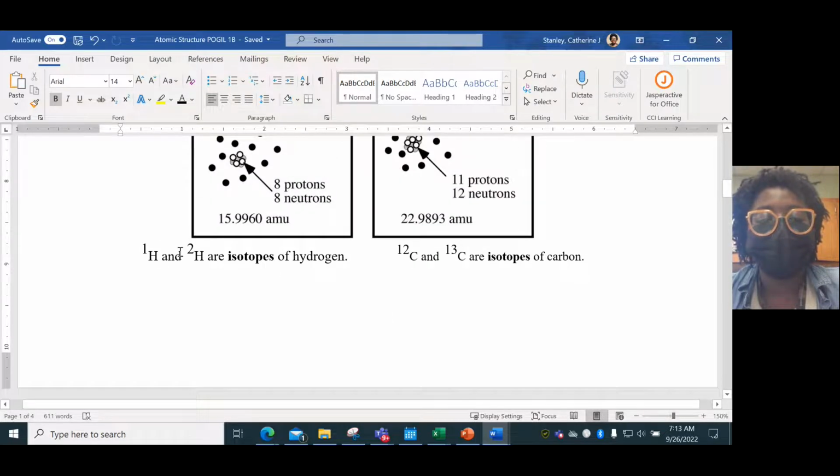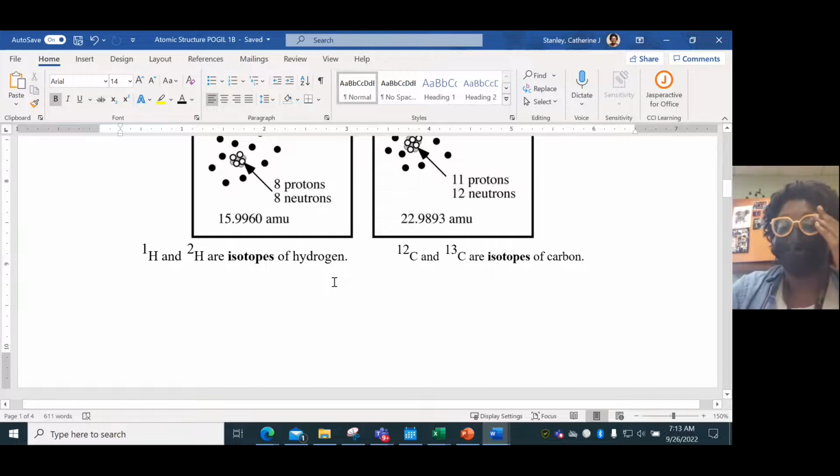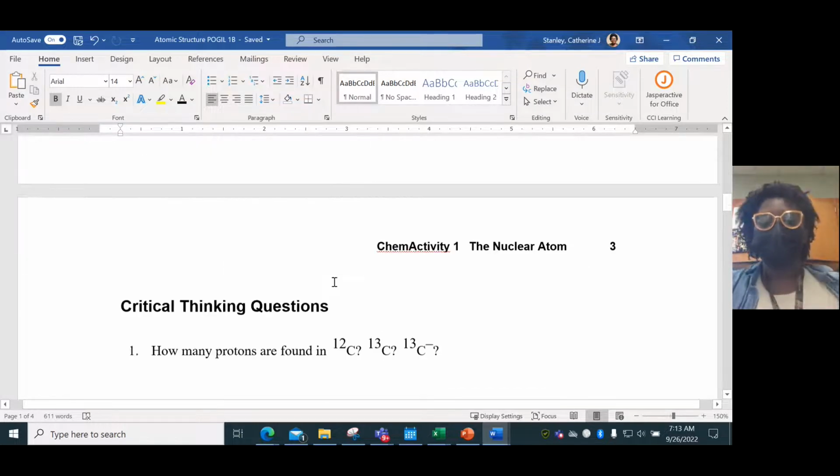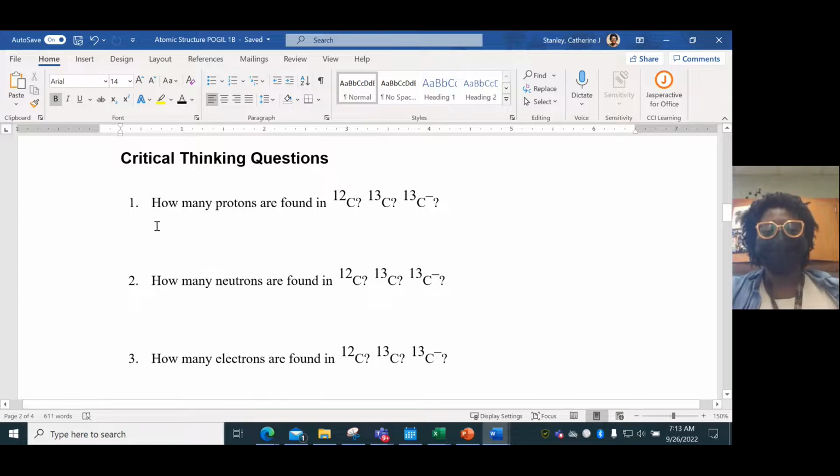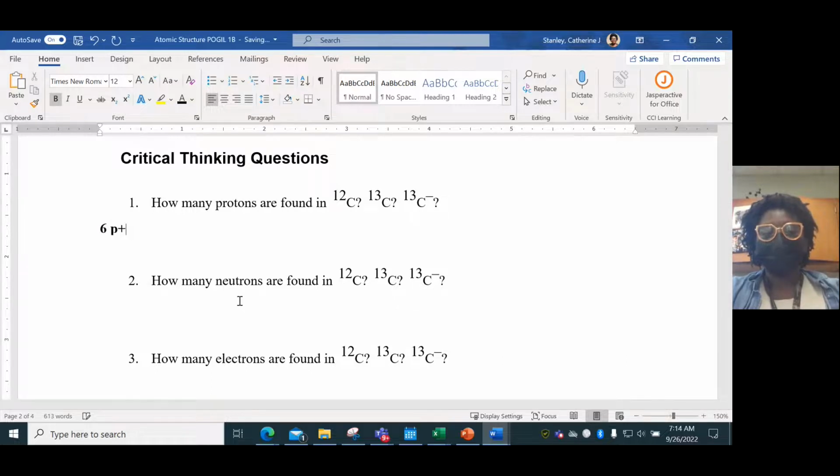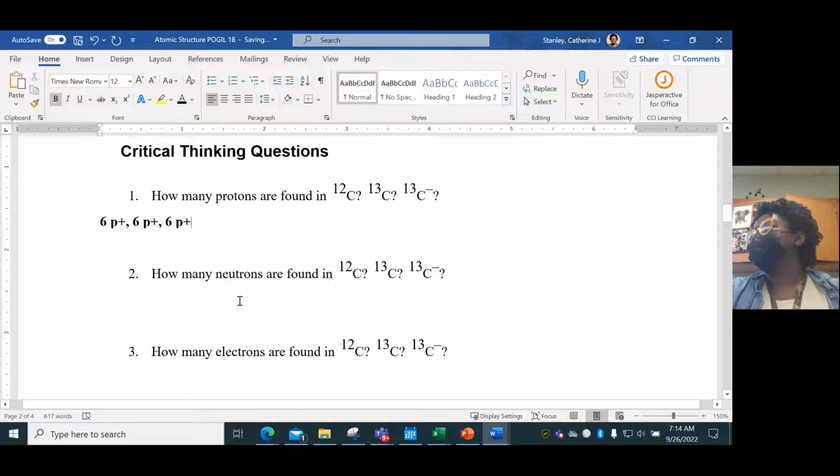And they tell us here that 1H and 2H are isotopes of hydrogen, 12C and 13C are isotopes of carbon. Interesting. It asks us right here, how many protons are found in 12C? What's my answer? 6 protons. How many protons are found in 13C? 6 protons. How many are found in 13C minus? 6 protons. You should be checking your work at this point. No one should be furiously typing because this is already done, right?